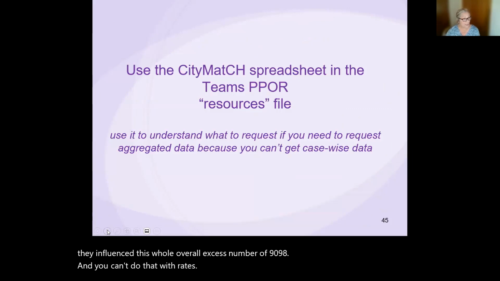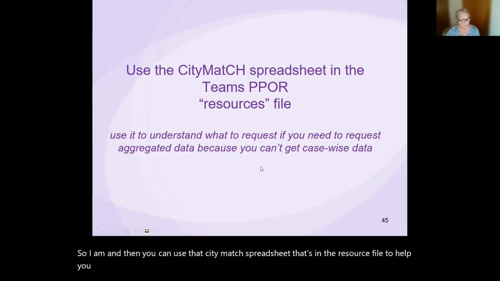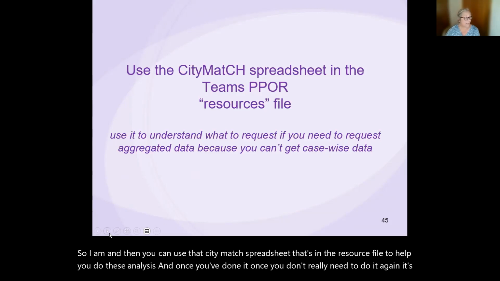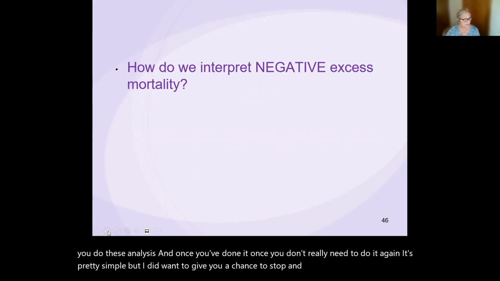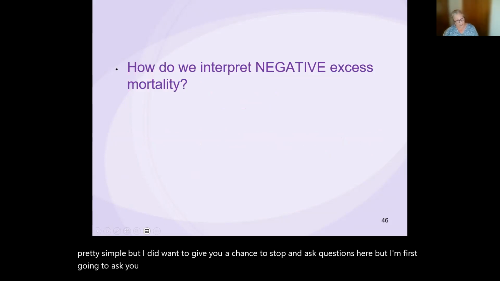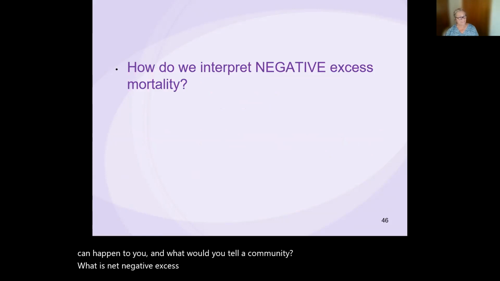So you can use that city match spreadsheet that's in the resource file to help you do these analyses. Once you've done it once, you don't really need to do it again. It's pretty simple, but I did want to give you a chance to stop and ask questions here. But I'm first going to ask you a question, and that is the question about negative excess mortality, because it can happen to you. What would you tell a community? What does negative excess mortality mean?